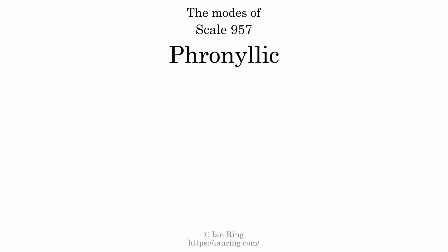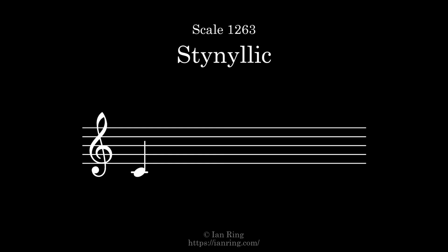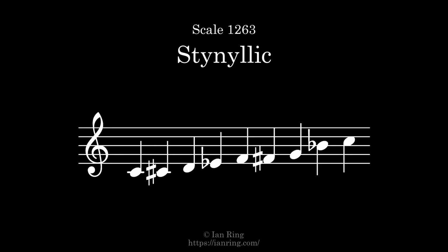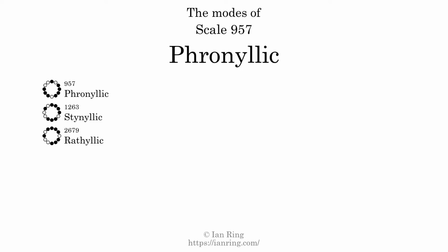This scale has 8 modes. The first mode is itself. The second mode is scale 1263, also known as Phronyllic. It sounds like this. The third mode is scale 2679, also known as Phronyllic. It sounds like this.